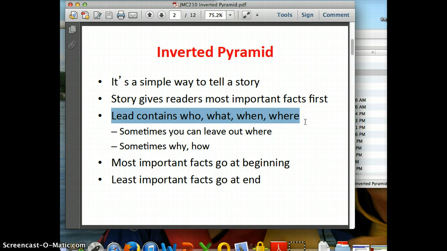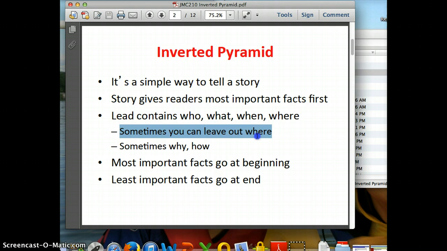The lead, remember, one of the things you're going to learn this week is the lead. The lead is the first paragraph of a story, the introduction. The lead in an inverted pyramid story always contains the who, what, when, and where. Remember, we learned who, what, when, and where last week. Now, there's certain times where you can leave out the where, but that's rare. And sometimes the lead contains the why and the how, or the why or the how.